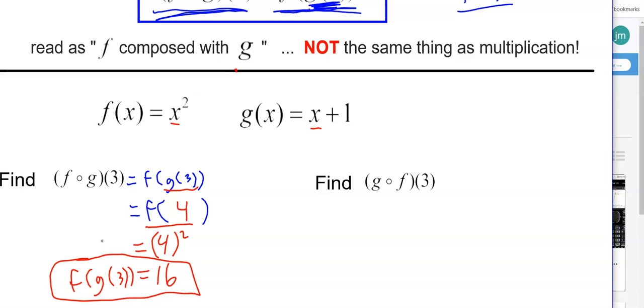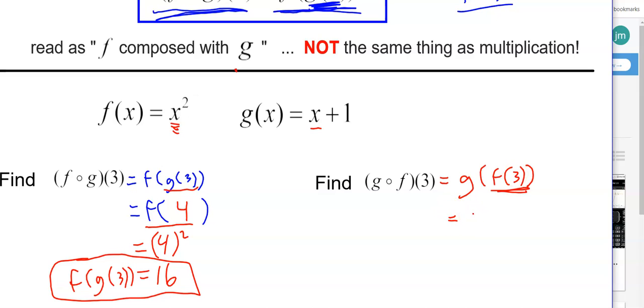The two parts. So you do the inside function, then the outside function. So here, let's write it this way. So we're doing it in reverse order, g of f of 3. So now f is the inside function. So let's do that. Everywhere there's an x in f, I'm going to plug in a 3 here.